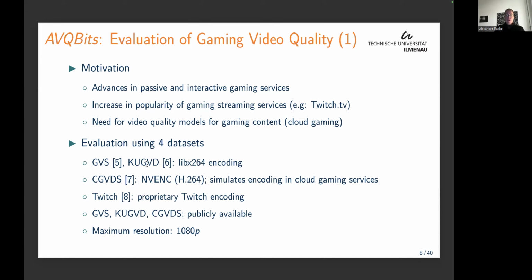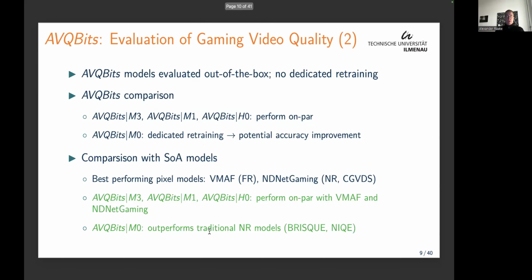It's the GVS, QU, GVD, CGVDS, and NV and C data sets. We also used a proprietary Twitch encoding data set, and then these 3 here are publicly available. Here, the maximum resolution being used was 1080p, so there was some remapping required because the original models were in 4K. Okay, and the AVQBits models were evaluated out of the box, so there was no dedicated retraining.